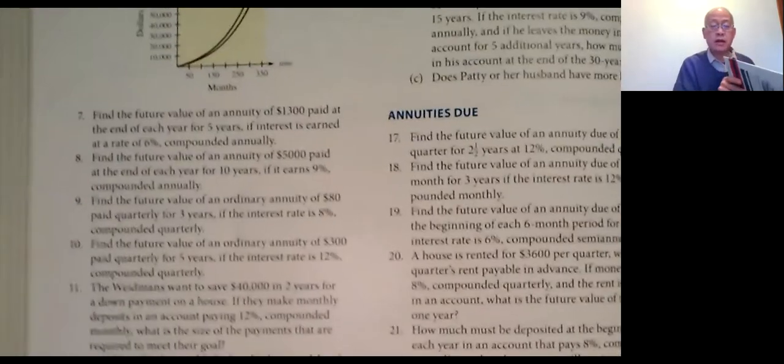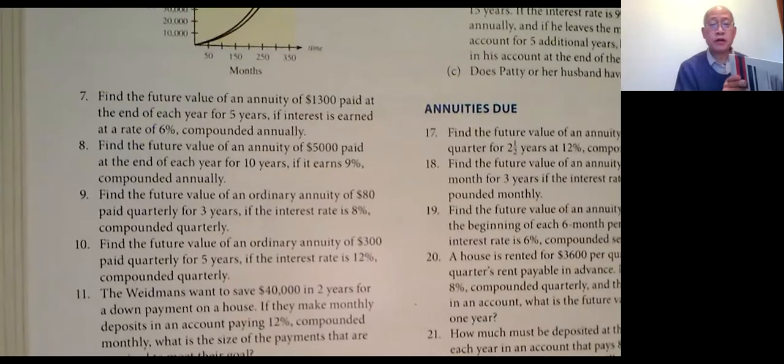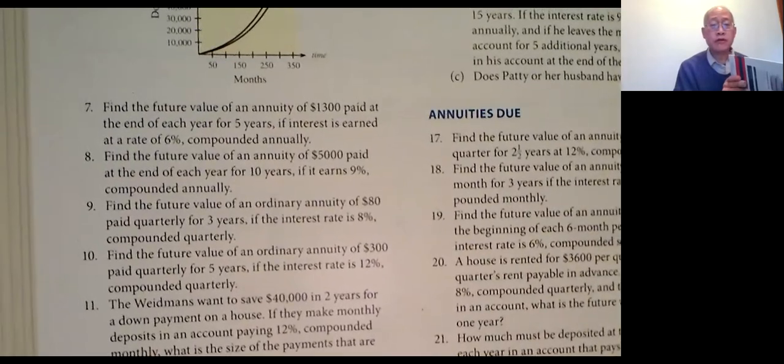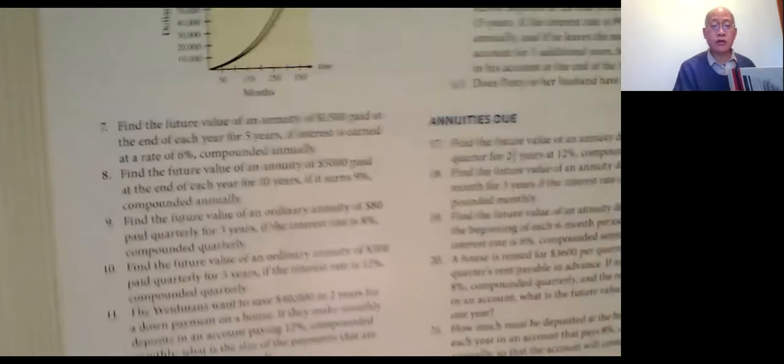So number 8. On my paper it says 6 because it was a different edition, but it's the same problem. Okay, find the future value of an annuity of $5,000 paid at the end of each year for 10 years, if it earns 9% compounded annually.